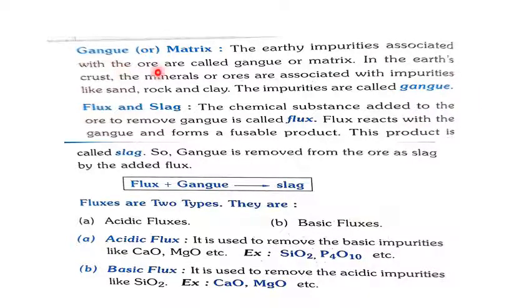So what is gangue or matrix? The earthy impurities associated with the ore in the earth's crust are called gangue or matrix.